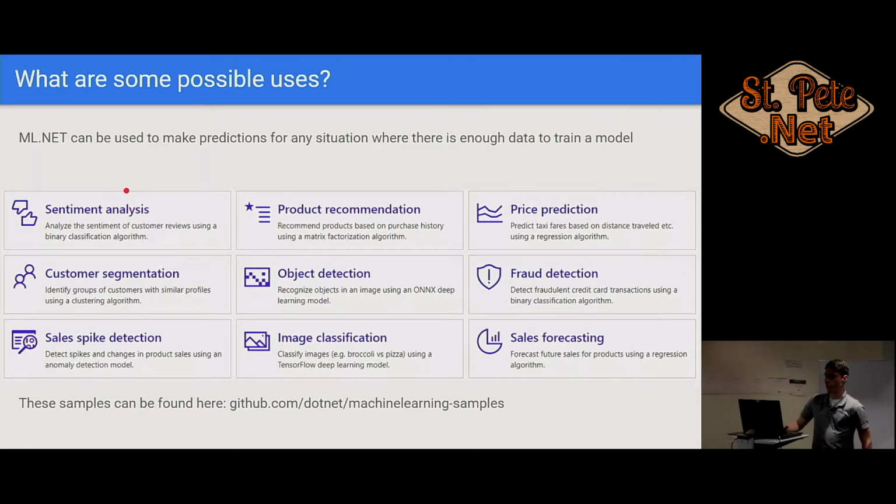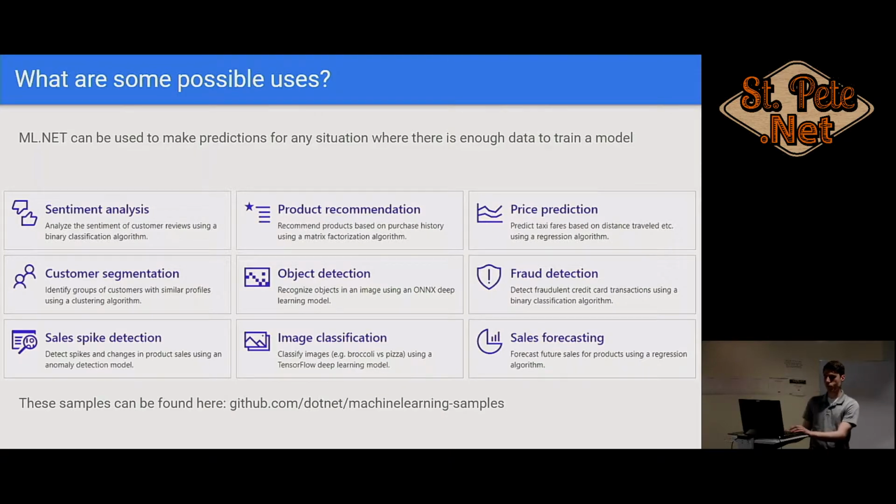So what are some possible uses for ML.NET? For any situation where there's enough data that you've collected that you can train a model on, you can pretty much use ML.NET. So you could do sentiment analysis, where it's binary classification. If you have customer reviews or messages, you can detect if the data is positive or negative sentiment, and then predict whether a new message is also positive or negative, so you can filter those out or do other kinds of testing with them.